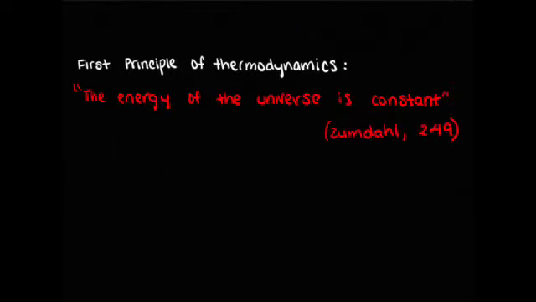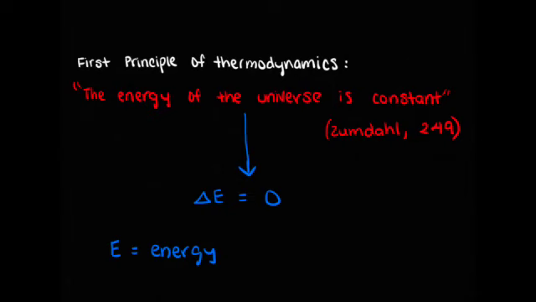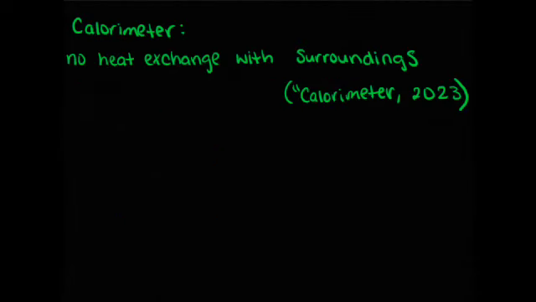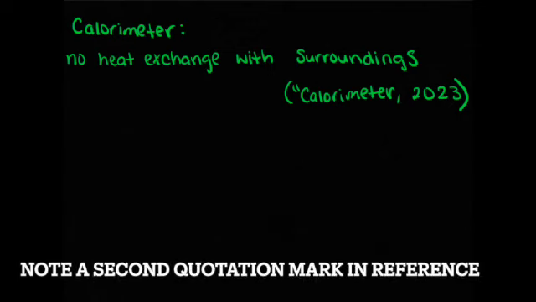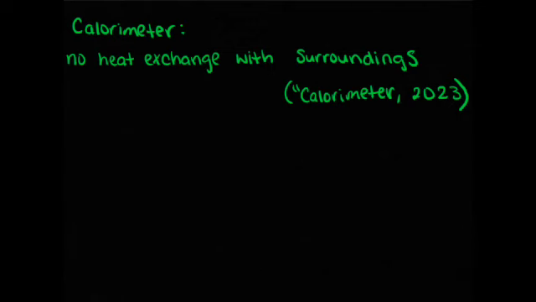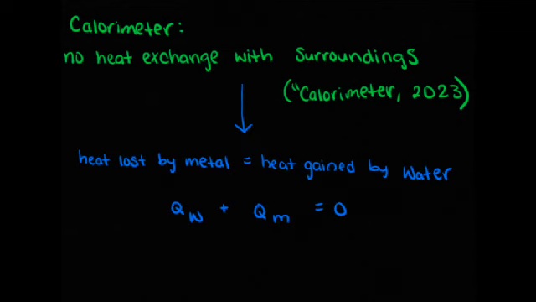The energy of the universe is constant. This principle means that energy cannot be created or destroyed, which translates to the blue equation in the context of calorimetry in this lab. To elaborate on that more, in a calorimeter, there is no heat exchange with the calorimeter's surroundings. The only heat transfer is with its contents, the water and the metal. This basically means that the heat lost by the metal is equal to the heat gained by the water, which means that their sum is 0.